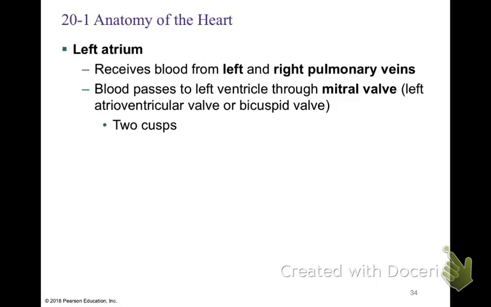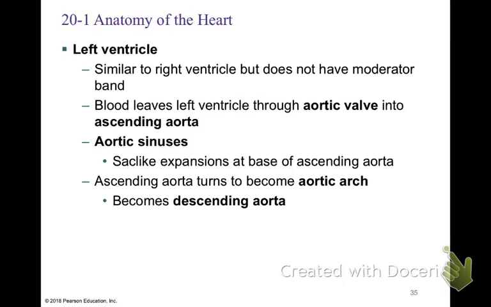All right, so moving on to the left side of the heart, we're receiving blood from the left and right pulmonary veins. Remember, it's high in oxygen. We're going to go through the mitral valve. That's the left AV valve. Again, refer back to the diagram. And it's also called the bicuspid valve because it only has two little flaps on it.